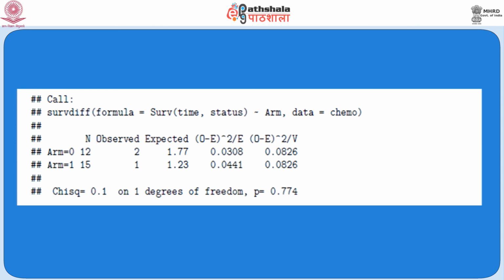The observed and expected values are given here, and later on the p value is also given as 0.774. It shows that there is not any significant difference in survival duration between both the arms, where the chi-square test value was observed as 0.1 with 1 degree of freedom. It shows that both arms are doing the same in terms of survival. However, graphically it shows that there is a difference in terms of survival.